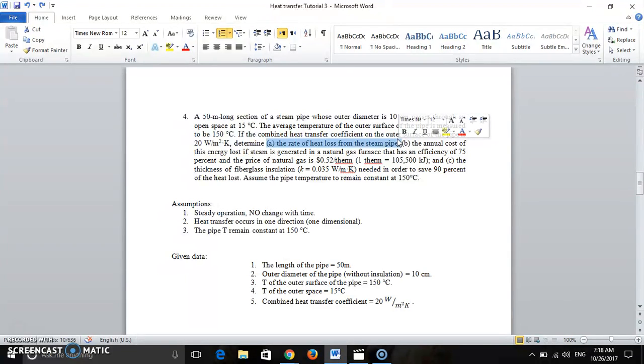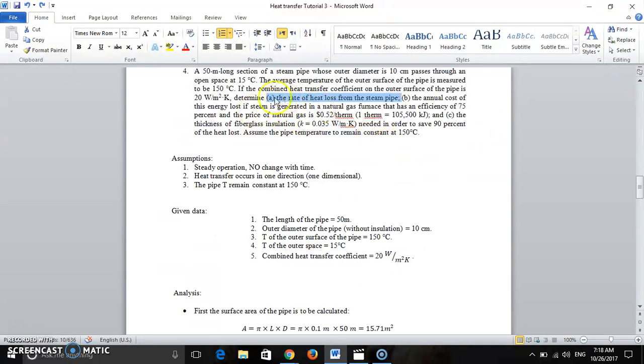Of course, when we have a steam pipe, maybe we have some reaction inside the pipe. This reaction will generate some heat, and heat will be transferred to the inner surface, to the outer surface, and then to the surrounding. So first we need to calculate the rate of this heat loss.